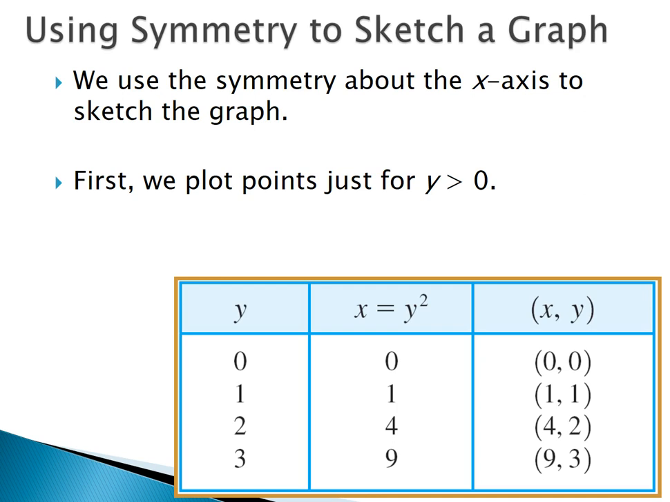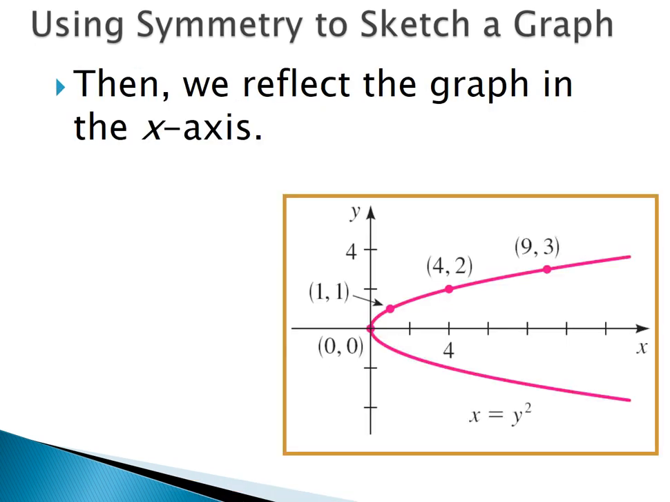So first, we just plot points for y is greater than 0. I pick some y values, 0, 1, 2, 3, plug them into the equation. 0 squared is 0, 1 squared is 1, 2 squared is 4, and so on, and I get those points. And then I plot those points that I just got. Now, if I know that this graph is symmetric around the x-axis, because we just figured that out earlier, that means I can just flip it over and I have my graph.